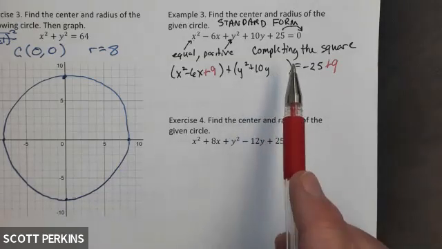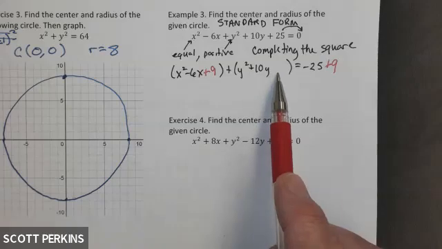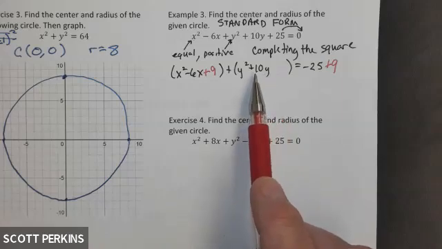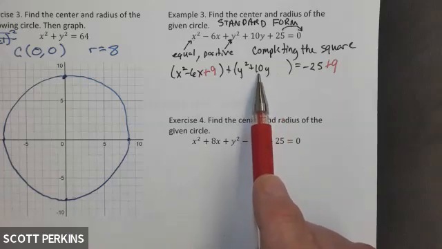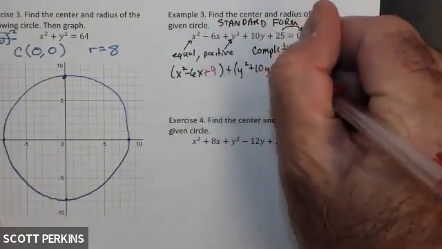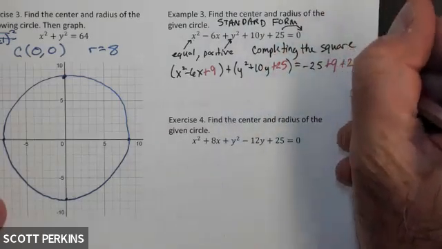Then what am I going to do to both sides to complete the square for the y's? Add 25. Where did the 25 come from? Tell everybody. Half of 10 is 5. Square it is 25. Beautiful. Well said. I appreciate your help. So I'm going to add 25 to both sides.